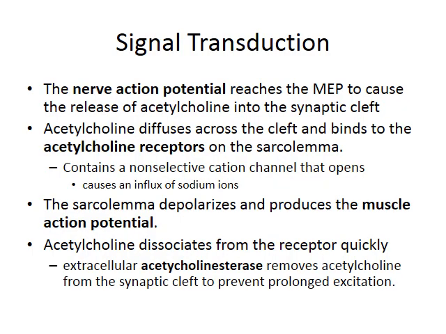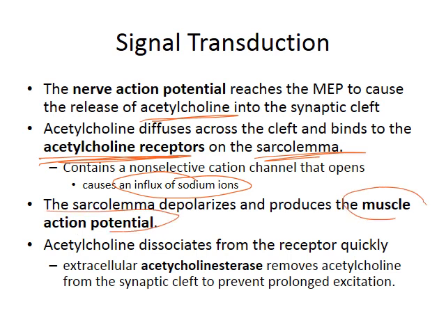So, the nerve action potential is going to reach the motor end plate or neuromuscular junction to cause the release of acetylcholine into the synaptic cleft again. That's going to diffuse across the cleft and bind to acetylcholine receptors on the sarcolemma, and this is going to cause an influx of sodium ions, which is what causes the depolarization. The sarcolemma depolarizes, and this is going to cause the production of our muscle action potential.